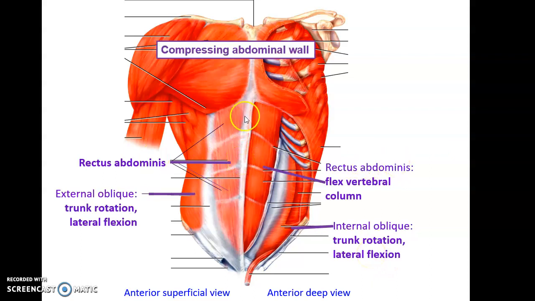The rectus abdominis muscles flex the vertebral column, allowing us to bow, as it were. The external oblique, if one contracts, it allows for trunk rotation or lateral flexion. Internal oblique, underneath, if one of them contracts that allows for trunk rotation or lateral flexion. And all three of these muscles can compress the abdominal wall.